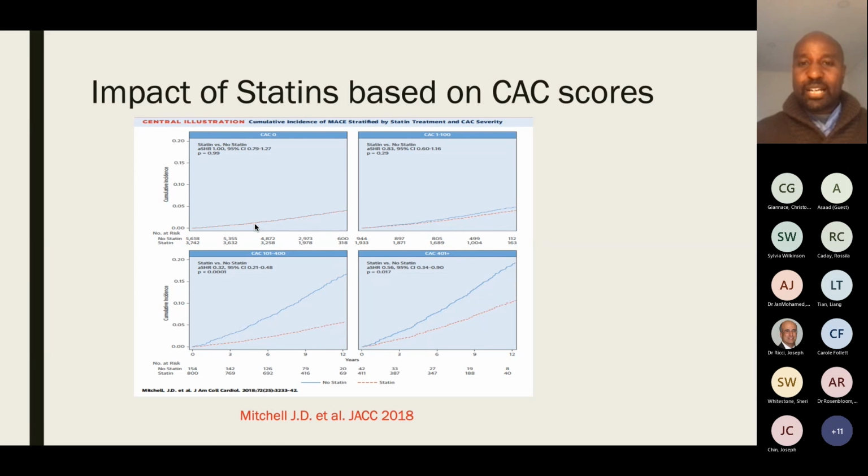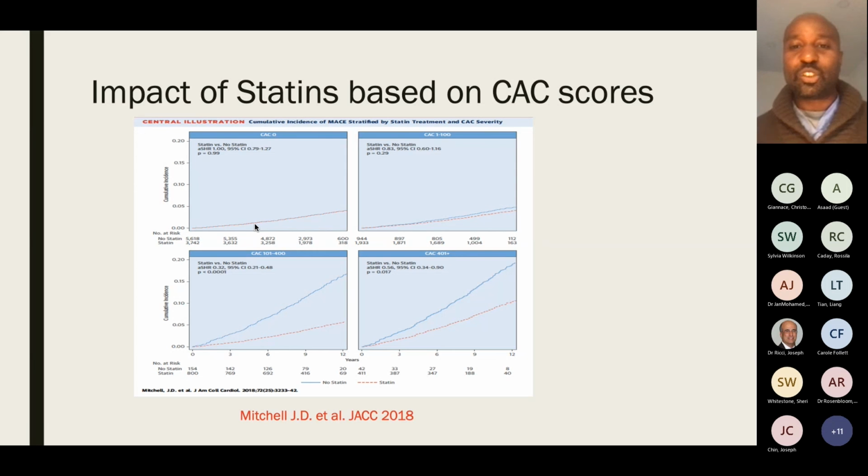In the top right, this is now a calcium score of 1 to 100, so very modestly elevated, and you see really minimal separation. Compare that to the bottom panels where you have calcium score of greater than 100 to 400 or more than 400, where you see really quite a separation, where the statin-taking patients in the red had a much lower event rate compared to the blue, which was not on statins.